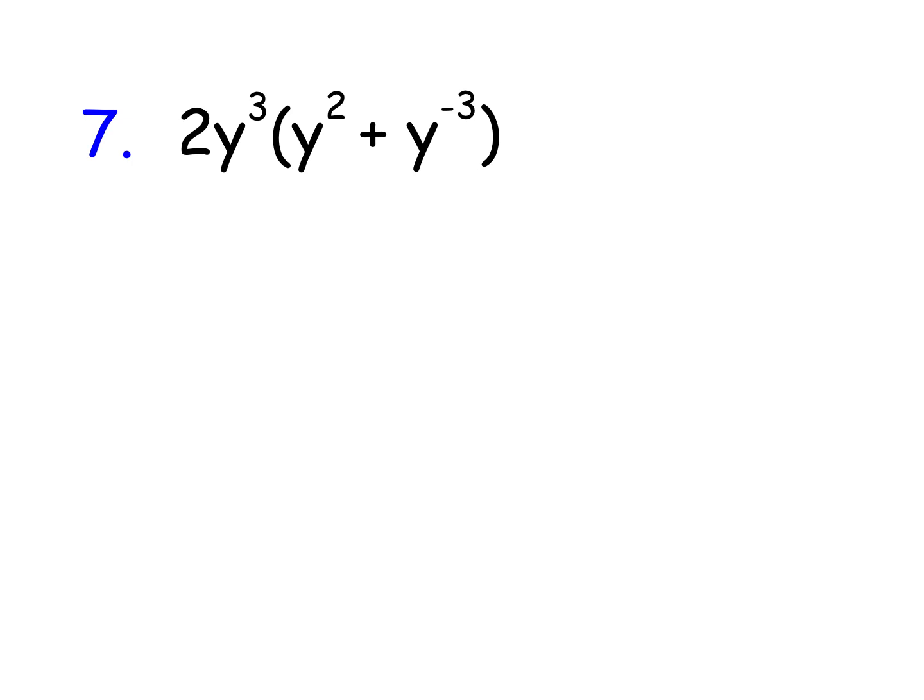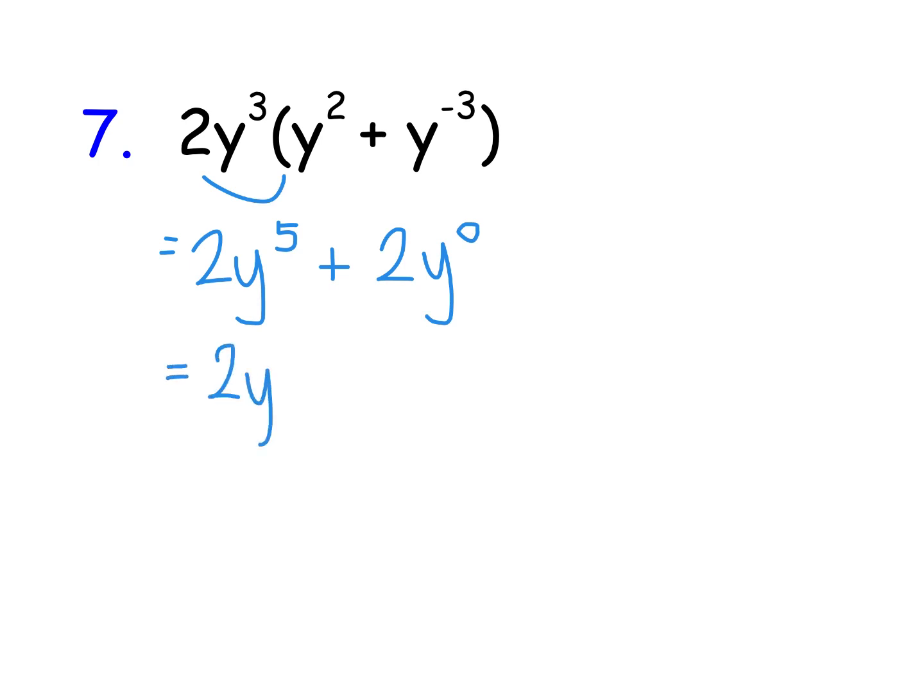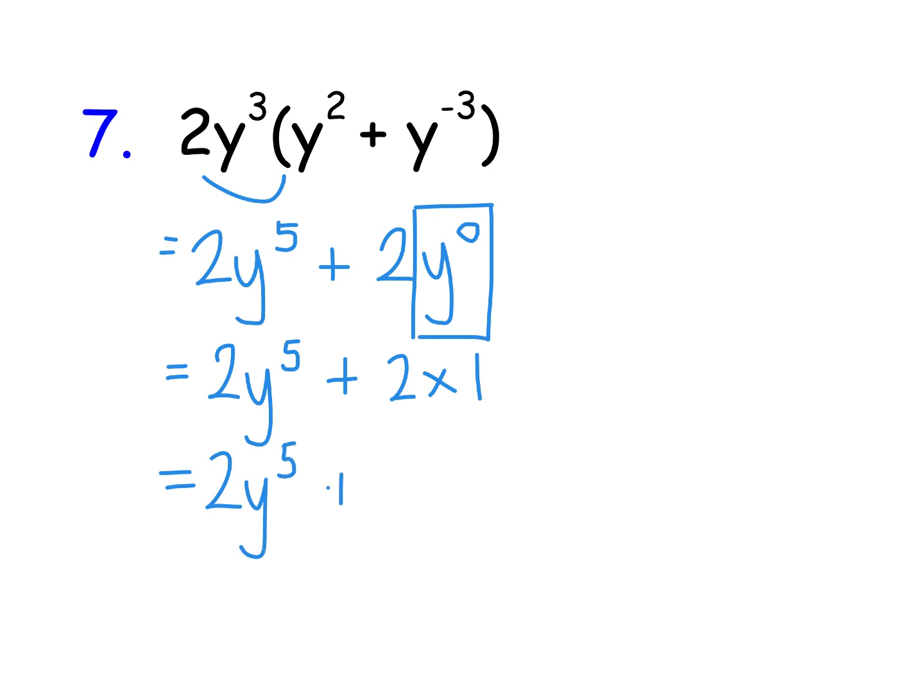Okay? And for my final question, we've got this wee one here. So we're going to multiply this out. So the first term would give us 2y, add your powers gives you 5. The second term would give us 2y, and 3 minus 3 gives us 0. And the minute you see that power 0, you have to think, oh, wait a minute, power 0 equals 1. But watch, right? Only this bit equals 1, not the 2. So this essentially says 2 times 1. So we're left with 2y to the power 5 plus 2.